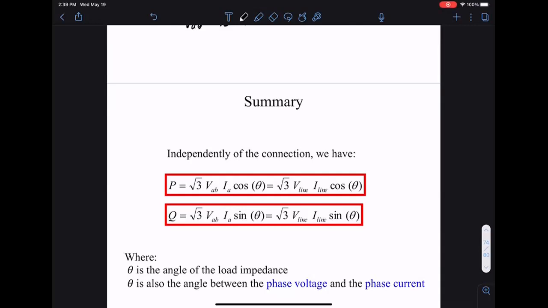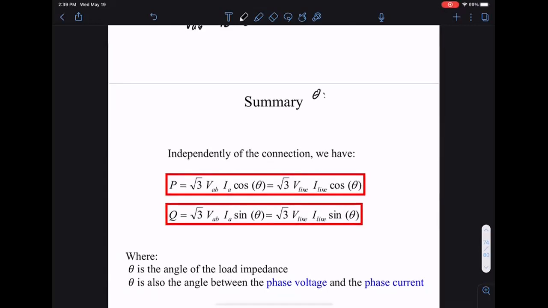Any questions with this equation? I have a question about theta. Okay, yeah. So theta would be between, for example, VA and IA, right? It would not be between VAB and IA? Yes, you're right. That's a good point.